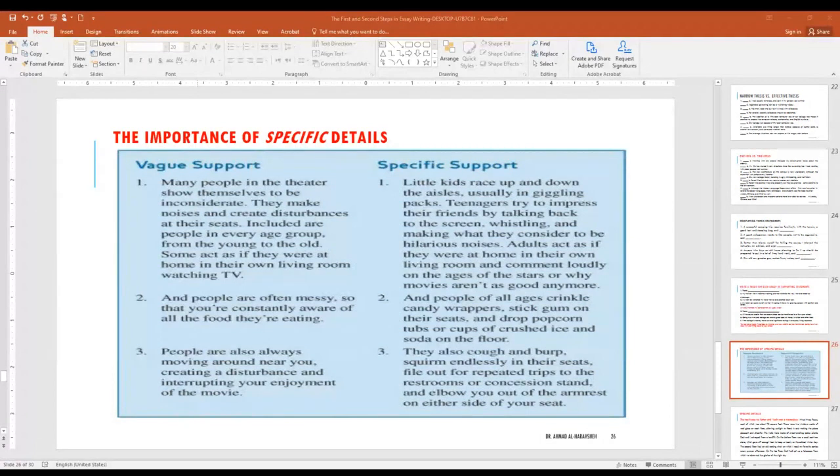Now, the importance of specific details. We have vague support and we have specific support. We have to make sure that your details are specific rather than vague. Why do you provide details? In order to make your ideas more specific. The aim of providing details is to simplify, to explain, to facilitate the ideas, to make them readable and comprehensible for your readers. This is why we call them specific details. They must be specific rather than vague. If they are vague, that means you did nothing.